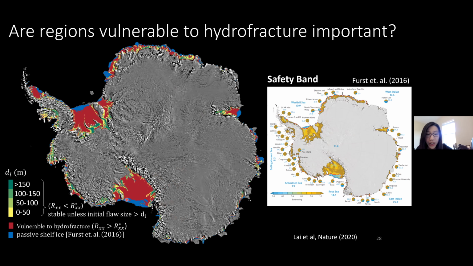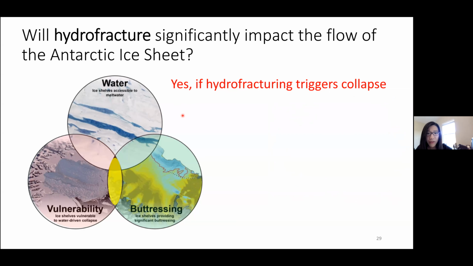Therefore, a large portion of the ice shelf is both vulnerable to hydrofracture and provides significant buttressing. We find that the overlap between the buttressing and the vulnerable area covers about 60% of the total ice shelf area. Therefore, if hydrofracture triggers ice shelf collapse, our result indicates that hydrofracture can reduce the ice shelf buttressing and impact the flow of ice sheets.